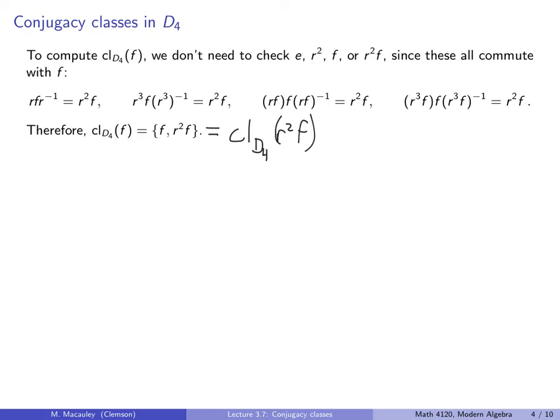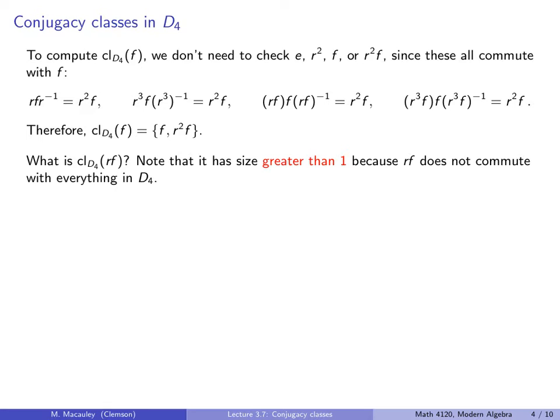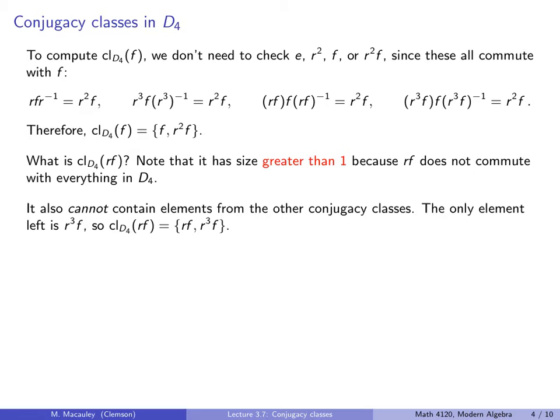What do you think the conjugacy class of RF is? And I claim that we can figure it out without actually computing a bunch of conjugates like we did up here. So note that it has to have size greater than 1 because RF does not commute with everything in D4. It also cannot contain elements from the other conjugacy classes that we've already computed, because the conjugacy classes partition. The only element left that we have not used up is R cubed F. So the conjugacy class of RF has to contain these two elements.